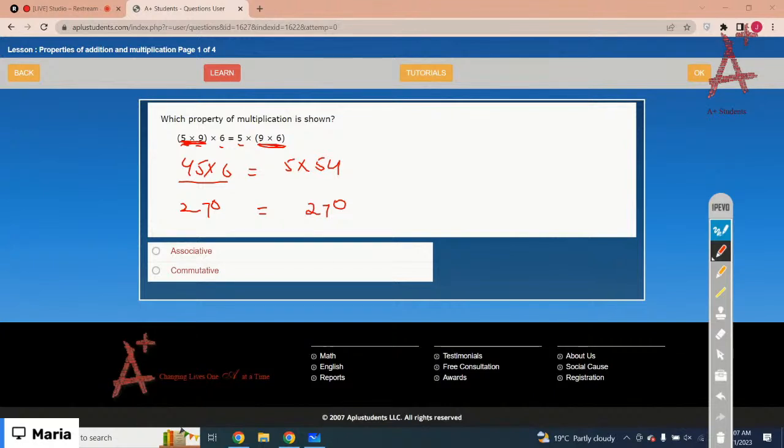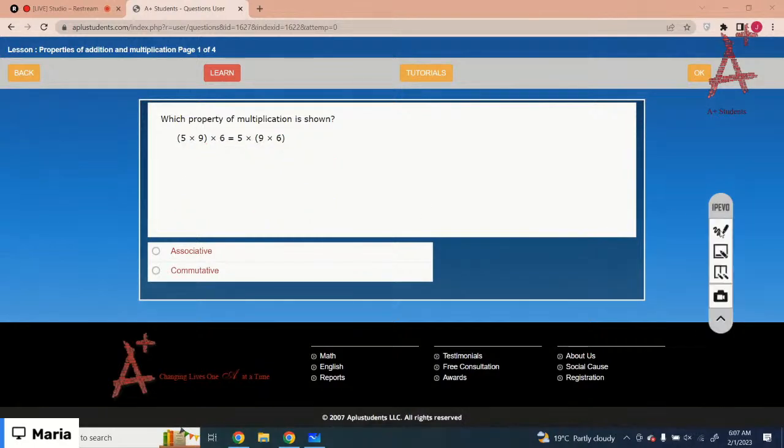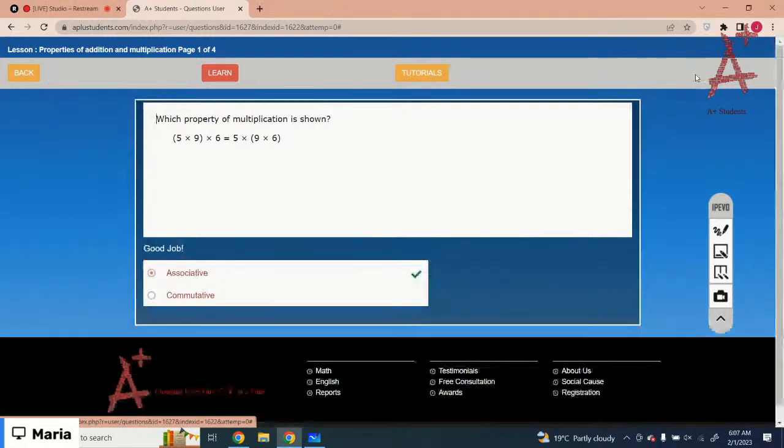Got it? So keep this very important in your mind. When you have the numbers on both sides exactly the same, just the way of multiplication is different, and they have the same answers, that would be the associative property. Got it? Okay, let's select the first option, which is the correct one. That would be the associative property, and then click on the OK button.